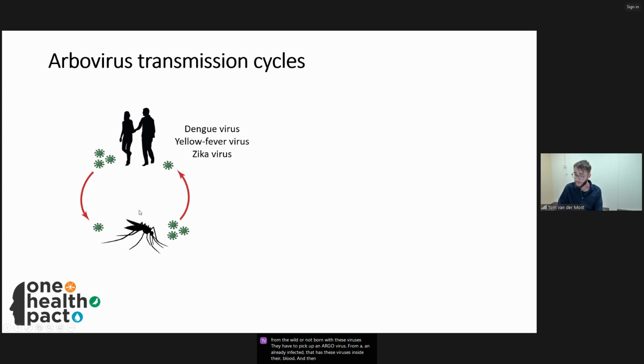And then subsequently, if a mosquito were to transmit this virus to a next host, it would have to take another blood meal from an uninfected host and transmit the virus in this way. And this transmission cycle looks approximately like this for viruses such as dengue virus, yellow fever virus, and Zika virus, which are all very well-known arboviruses in the world.